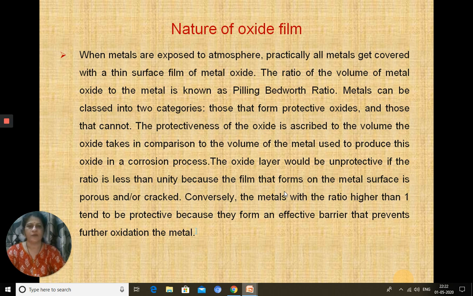The oxide layer would be unprotective if the ratio is less than unity, because the film that forms on the metal surface is porous and cracked. Conversely, the metals with the ratio higher than 1 tend to be protective because they form an effective barrier that prevents further oxidation of the metal. So, the nature of oxide film is very important. If the oxide film acts as a barrier between the metal and the environment, then corrosion can be further minimized. And if the oxide film is porous, then the corrosion may further continue.